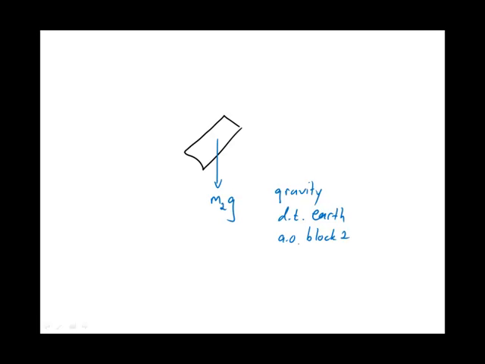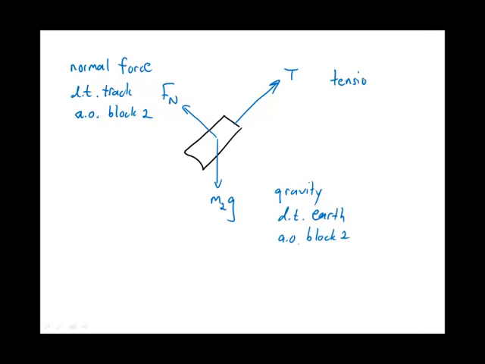And then there's a normal force. Now in this case, perpendicular is in this direction. So the normal force has changed direction. So this is a normal force, and that's going to be due to the track. And that's also acting on block number 2. Then there's a tension. That's in the upward direction and to the right. So there's T, and that's a tension due to the string. And that's acting on block 2.